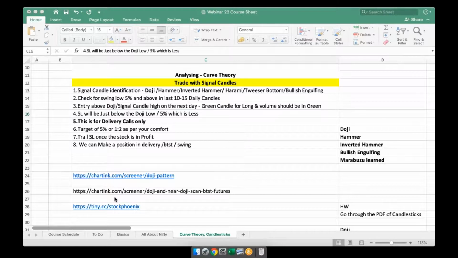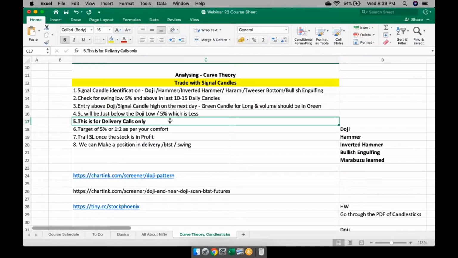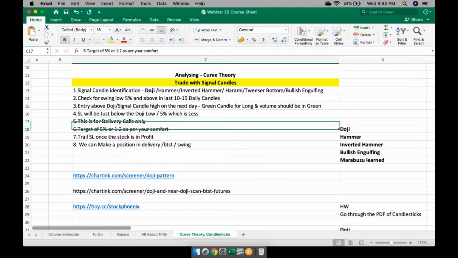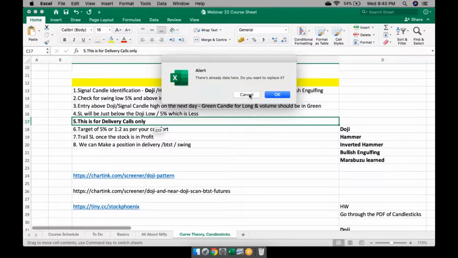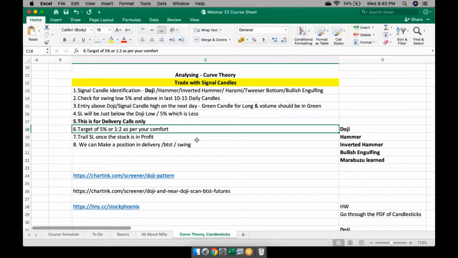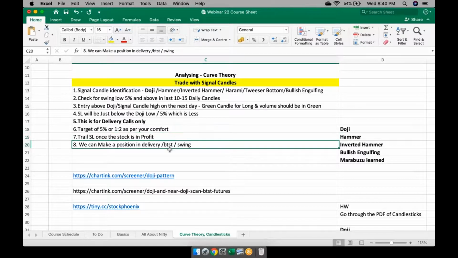Next, this is only for delivery calls. Delivery calls in the sense of BTST and swing, short-term positional calls only. It is not for intraday. It is not for futures. It is not for options. Next, target of 5% or 1:2 as per your comfort. For example, if you have a stop loss of 3%, you can have 6% as a target. If you have a stop loss of 5%, you can have 10% as a target. Trail stop loss once the stock is in profit. We can make positions in delivery, BTST, swing.